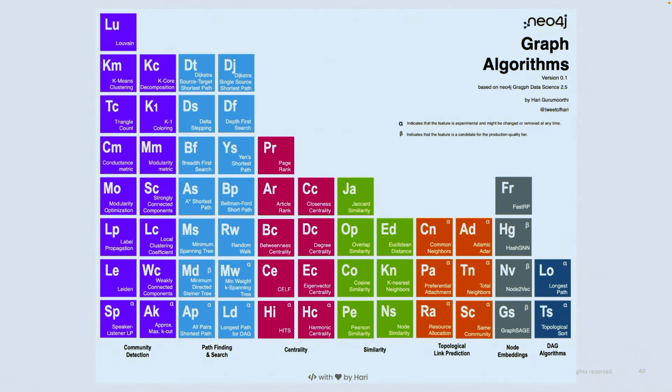This is a customer who created a very nice periodic table of all of our algorithms for reference. But there's a lot of different areas, right? So there's a lot of things that we aren't going to get to talk about here. So things like community detection, pathfinding, centrality, topological link prediction, and directed acyclic graph algorithms. But we are going to talk about similarity and embeddings.